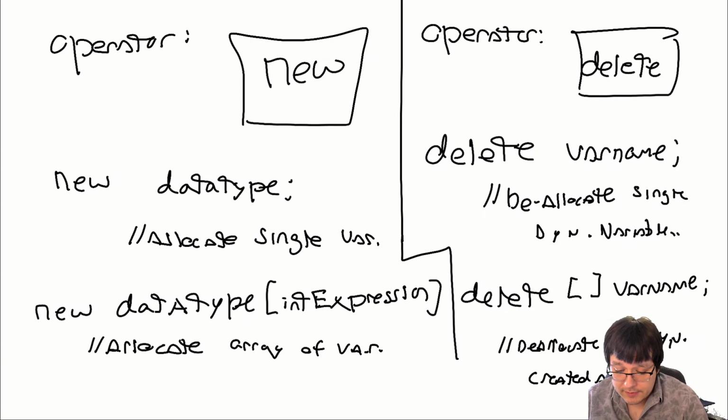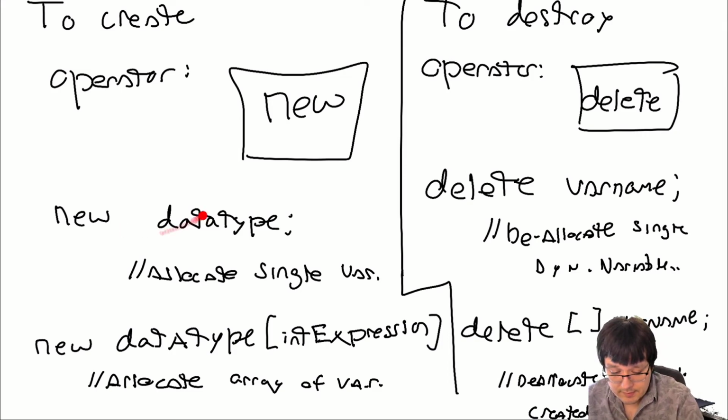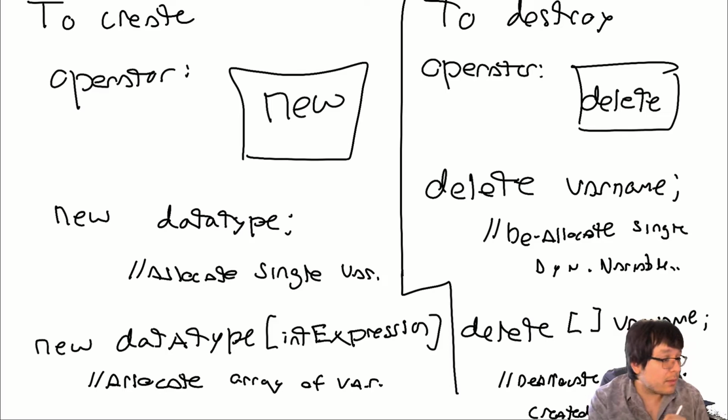Now, let's make a 2D array. So here's the thing. You only have two news, per se. You have new and then the variable type, like this. And then you also have this for a 1D array. But there's no such thing as a new with data type bracket for a 2D array. You can't do that. So how are we going to make a 2D array that's dynamically allocated?